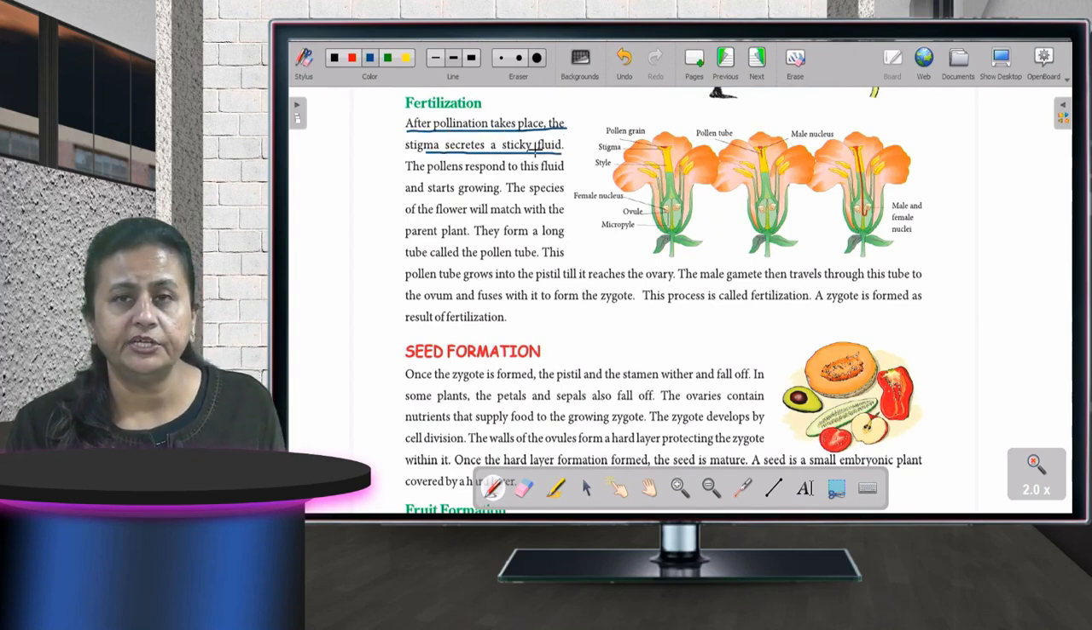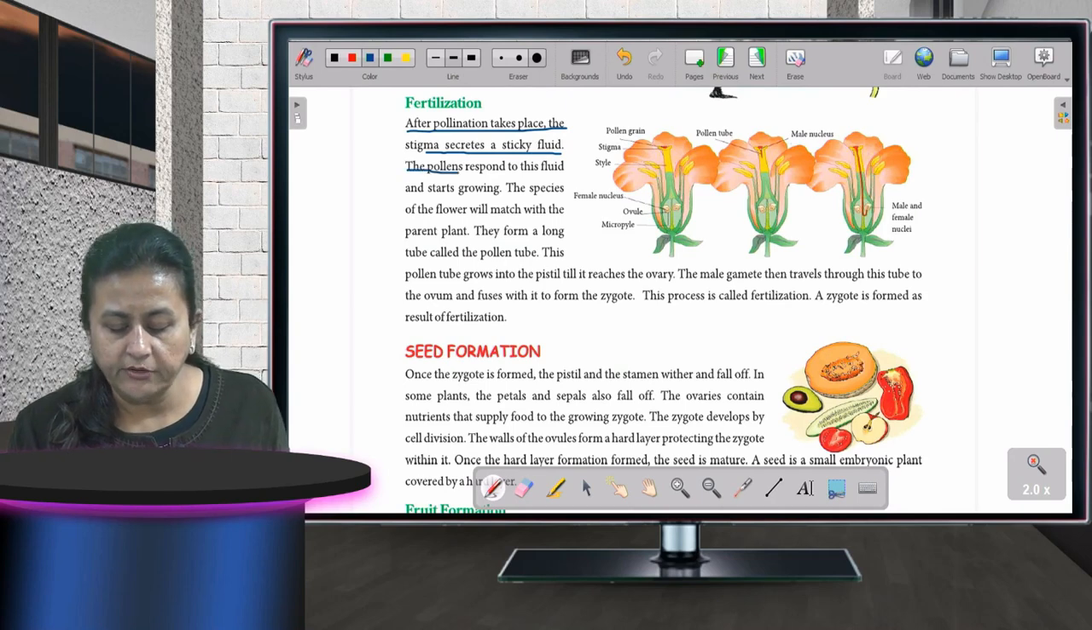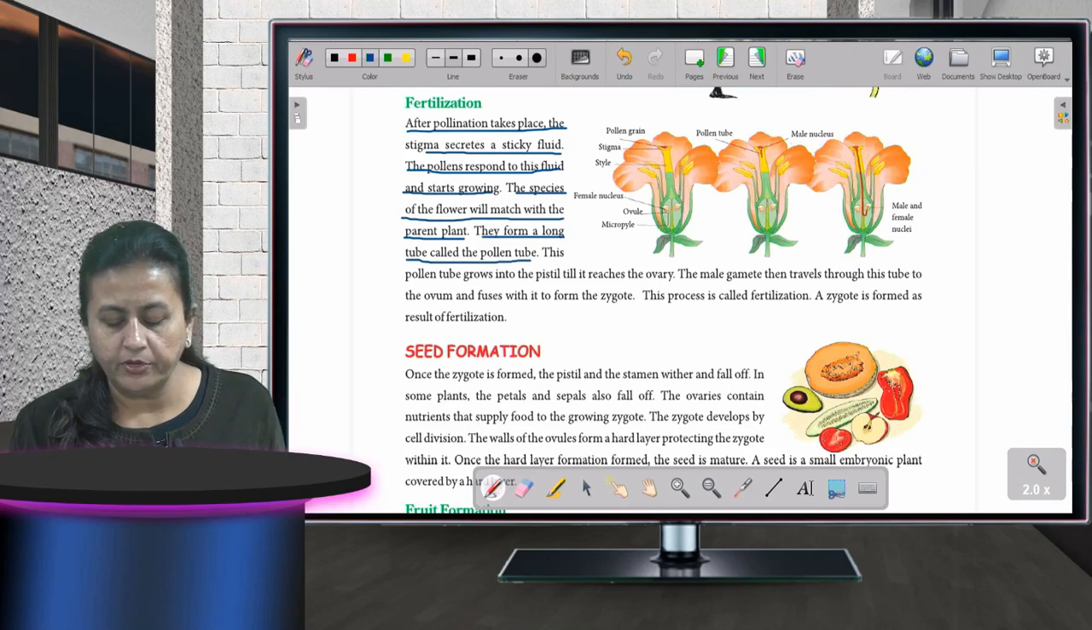Okay, what happens after pollination? The stigma of the flower secretes a sticky liquid. The pollen responds to this fluid and starts growing. The species of the flower will match with the parent plant. They form a long tube called the pollen tube.